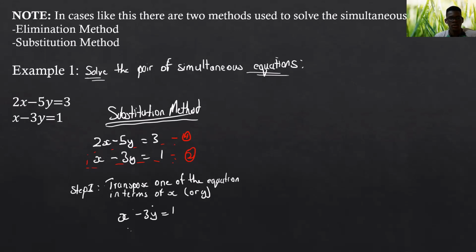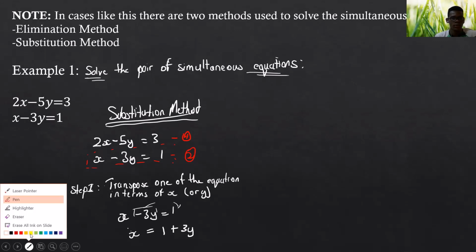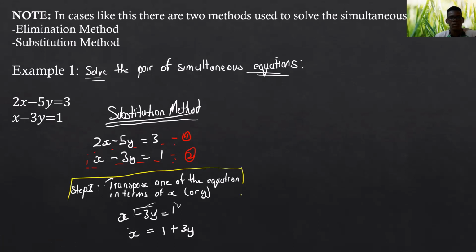And we can transpose this. We can carry across this 3y, and we have X is equal to 1 plus, the minus 3y goes away, becomes plus 3y, right? So we finished transposing it. That's the first step, to transpose in terms of X. So X is equal to 1 plus 3y.